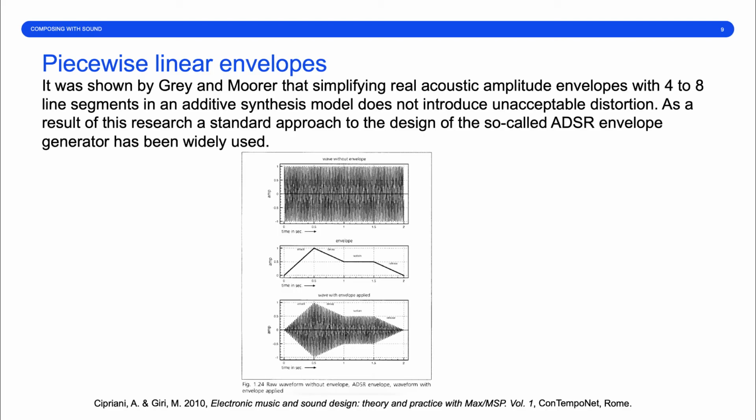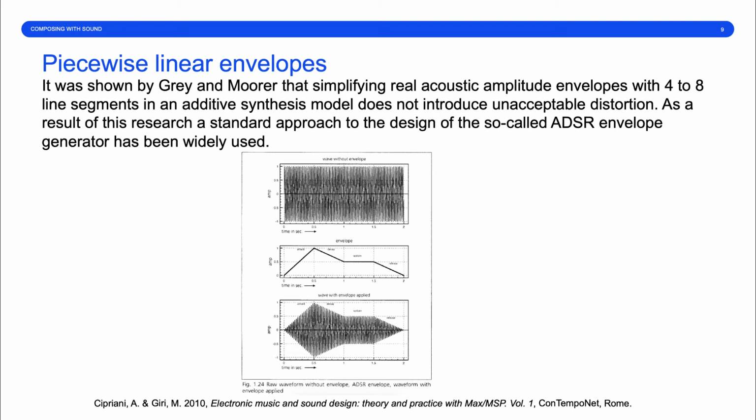There's another video in this week's section on UTS Online, which explores the idea of amplitude, and it uses this diagram from the Cipriani and Giri text, which tries to explain how an amplitude envelope is applied to a signal. In the research that Gray and Moorer did, they discovered that they could simplify real acoustic amplitude envelopes down to linear segments. We call these piecewise linear envelopes.